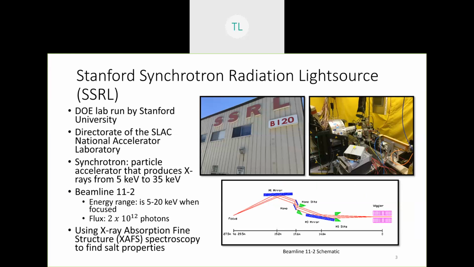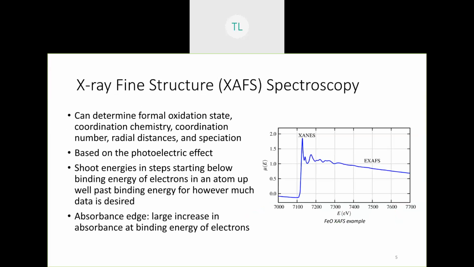So we're doing experiments at Stanford Synchrotron Radiation Light Source. It's a DOE lab run by Stanford University. A synchrotron is a particle accelerator that produces X-rays from 5 keV to 35 keV. And we're using X-ray absorption fine structure spectroscopy to find salt properties. From that, we can determine formal oxidation state, coordination chemistry, coordination number, radial distances, and speciation.